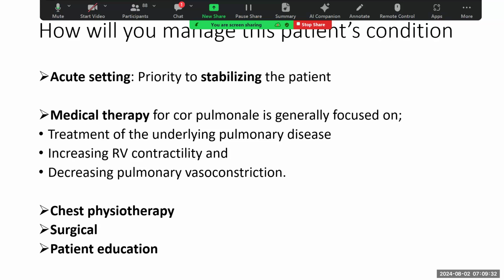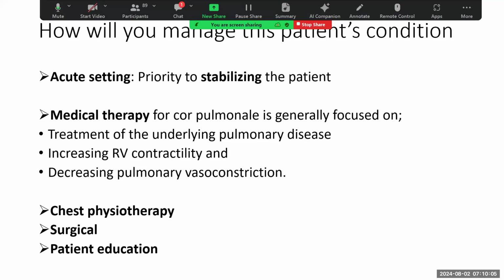And how will you manage this patient's condition? Sorry, I'm being fast because there's a lot I have to cover. So in the acute setting, you want to assess this patient's oxygen saturation. The patient who has poor oxygen saturation, SpO2 of less than 88%, you want to give this patient oxygen, but we have to be careful with that because you don't want to give the patient more oxygen and knock off the drive from the COPD. So you want to give that with a Venturi mask, preferably.